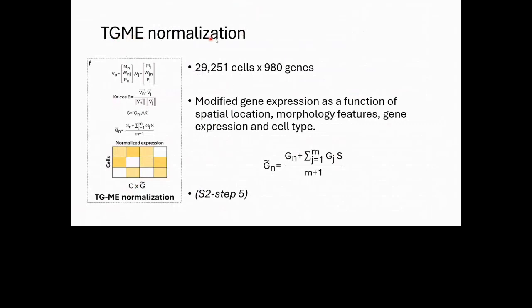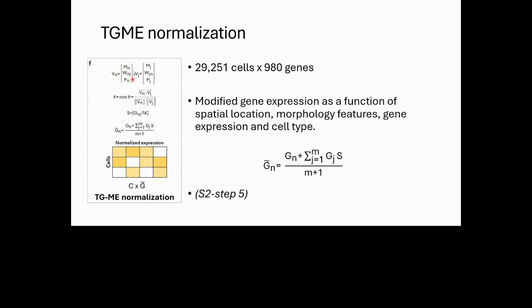So we're going to be doing the TGME normalization. Basically, we're going to have a modified gene expression, which is going to be a function of the spatial location of the cells, the morphology features, the gene expression, and it's also going to account for the cell types. So now we're working to extract this yellow matrix. For that, we're going to have our cell of interest, which in this case is going to be called N.